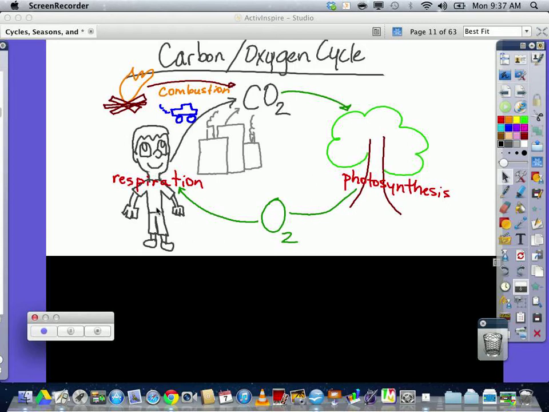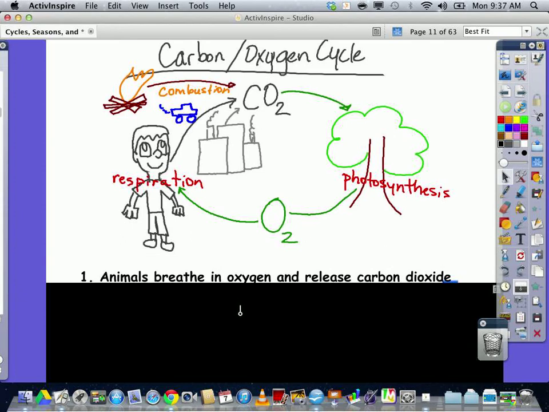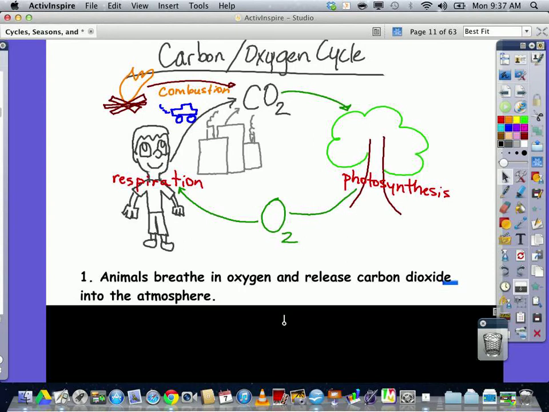So this picture represents a human, obviously, but humans are not the only organisms on the planet that go through respiration. So if we were going to put this into some steps, I'm going to use the word animals and recognize that human beings are part of the animal kingdom. But we're talking about any organism that breathes. And basically, we breathe in oxygen. All of us know this. And we release carbon dioxide into the atmosphere. Carbon dioxide in the atmosphere is a greenhouse gas. And if it just stayed there, it would cause our planet problems, some global warming.